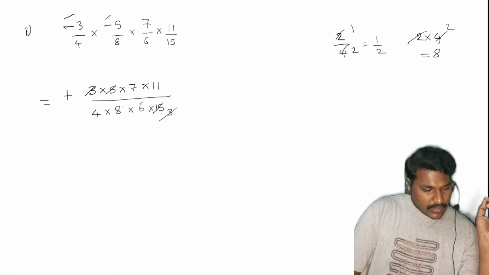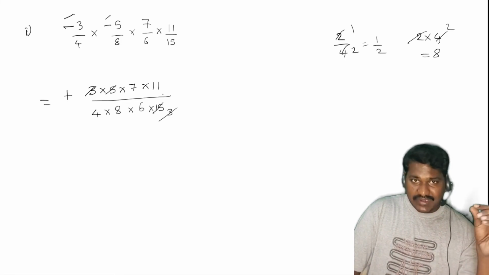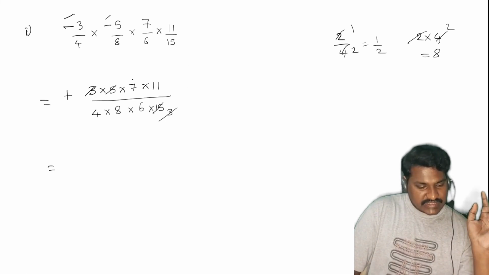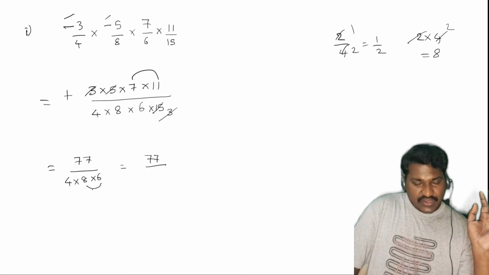Now see here, 7 is not in the tables of 4, 8 or 6, and 11 is also a prime number. So now we have to find the product. 7 times 11 is 77, and in the denominator we have 4 into 8 into 6. 6 eights are 48, 48 fours are 192. So the answer is 77 by 192.